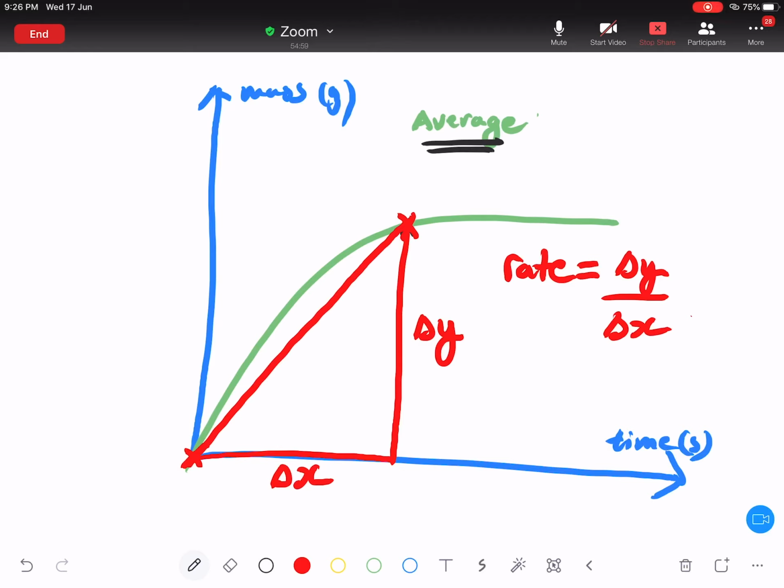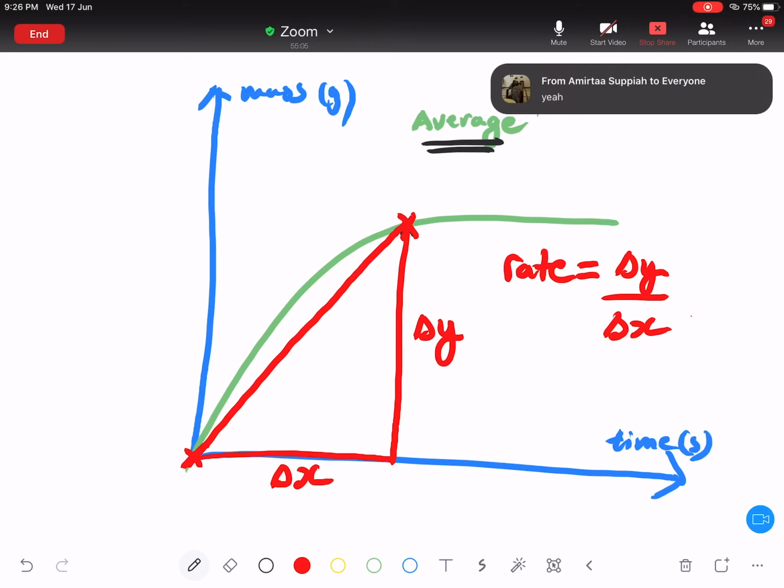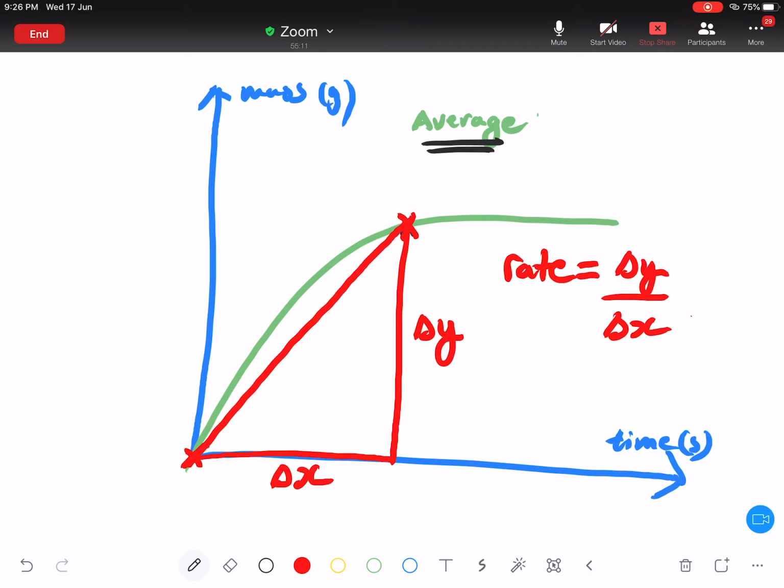Adakah anak-anak sekalian faham ya? Bagus. Good.